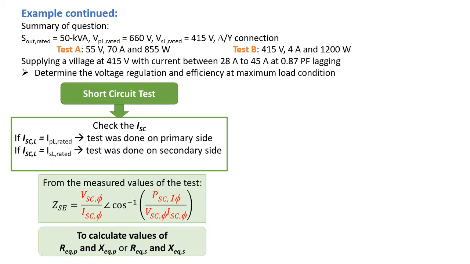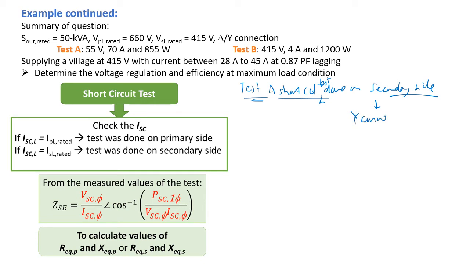Now that we've determined test A is a short circuit test done on the secondary side, and we know that the secondary side has a Y connection from the information given in the question, we need to find the short circuit phase voltage, short circuit phase current and the short circuit input power single phase.